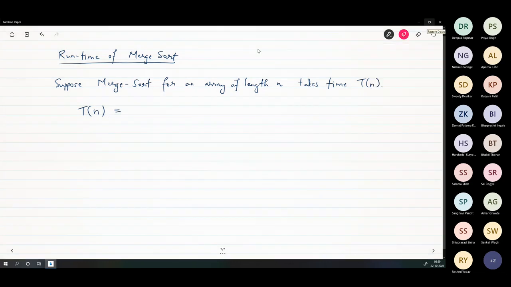So let me write down the first step, and I want you to tell me what the second step will be. So what we get is t of n is equal to, so you will have this array of length n, and we look at two parts. We split them into two parts of length n by 2, n by 2, and we sort these two first. Is that correct?